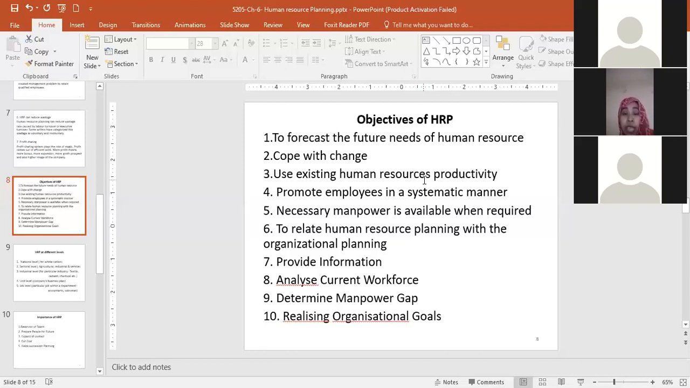Number 10 objective of human resource planning is realizing organizational goal. That means the human resource planner of an institution has to realize the organizational goal, and they have to plan according to the organizational goal, so that they can achieve the goal of that institution.